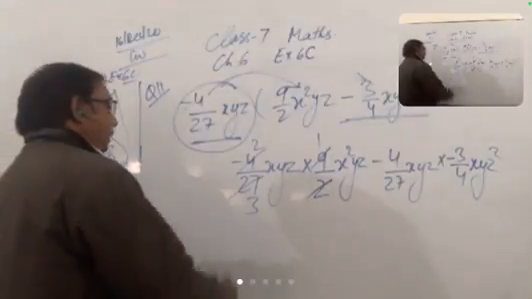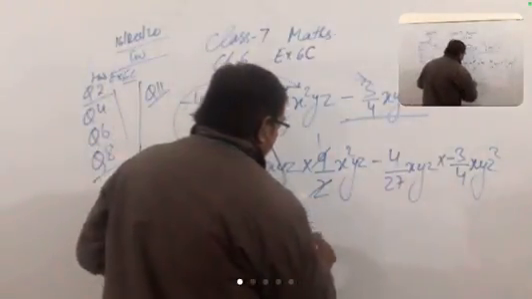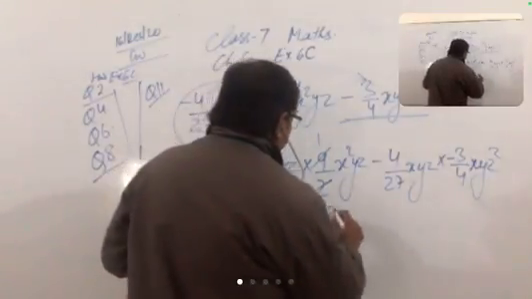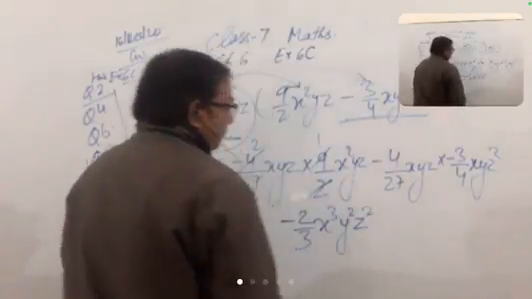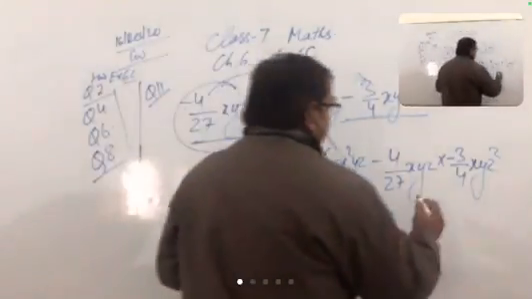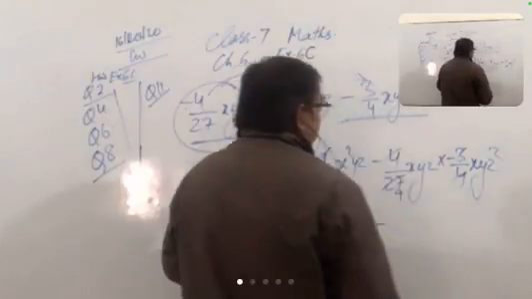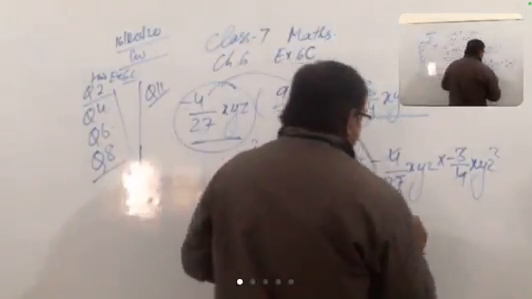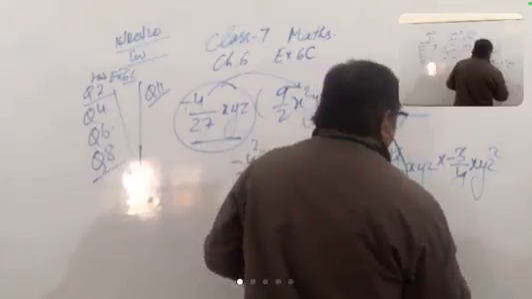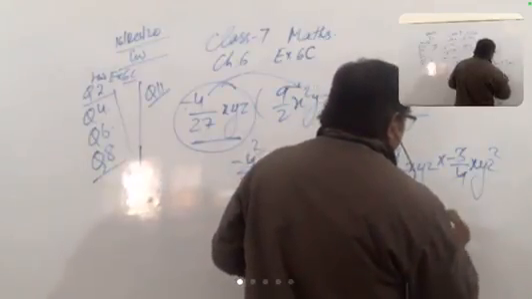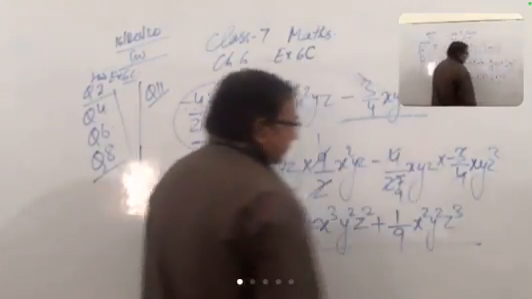So what is the product of the first term? Minus 2 upon 3, x with the power 3, y with the power 2, z with the power 2. Then 3, 9, 4 and 4. So it will be plus 1 upon 9 x square y square z power 3. This is the answer now.